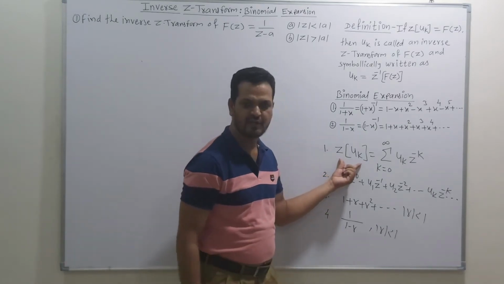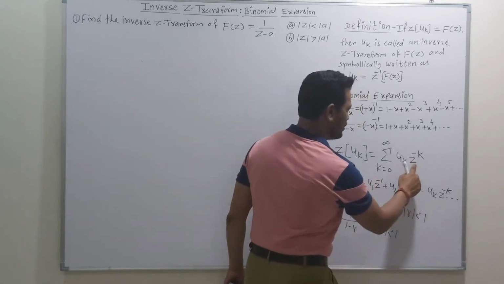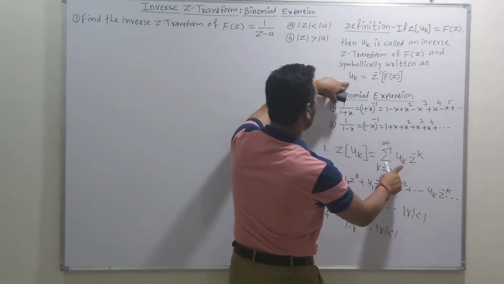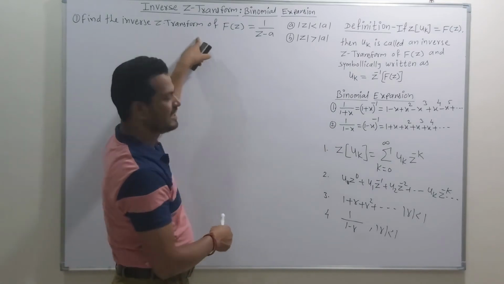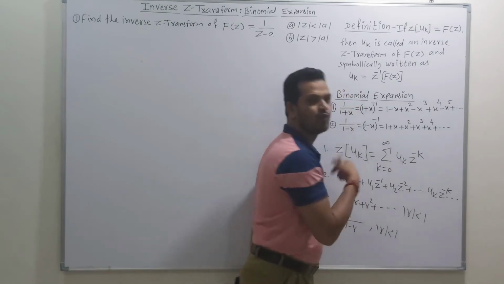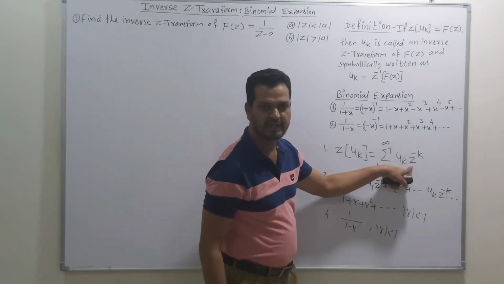First write down the definition. In this definition, the value of z raised to minus k is here. The coefficient of this z raised to minus k is uk, and the meaning of uk is inverse z transformation. So to find the inverse z transformation means what? Find the z raised to minus k coefficient, which is denoted by uk. Now how to find this z raised to minus k coefficient?